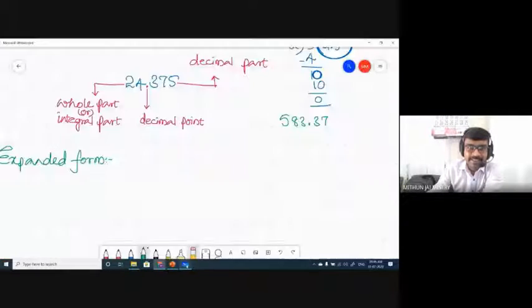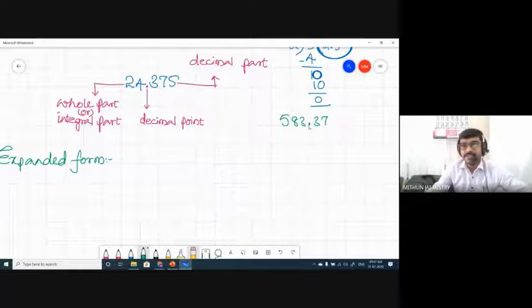Dhruva Teja, you can see here in the example I have said that 24 is called the whole part or integral part. This is the decimal point, and 375 is called the decimal part. Now, my question is, Dhruva Teja, in this number 583.37, what is the decimal part?